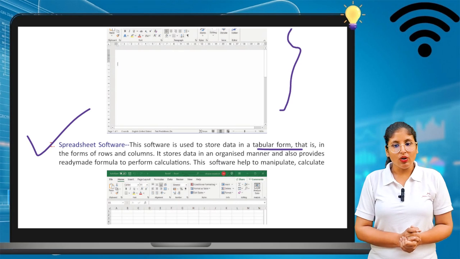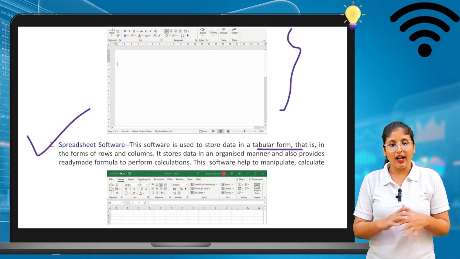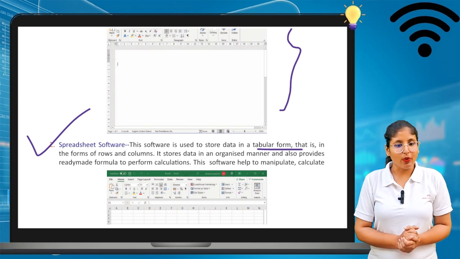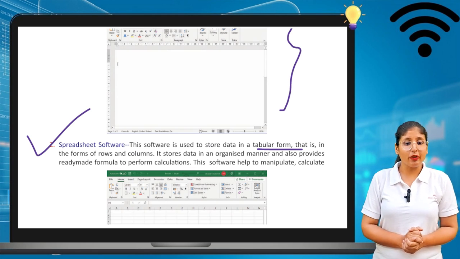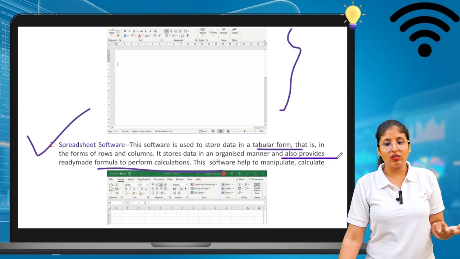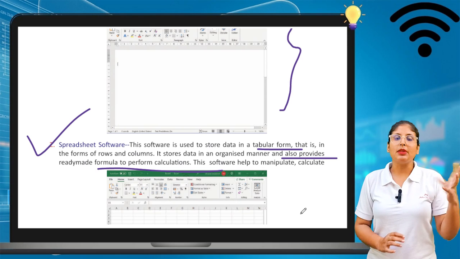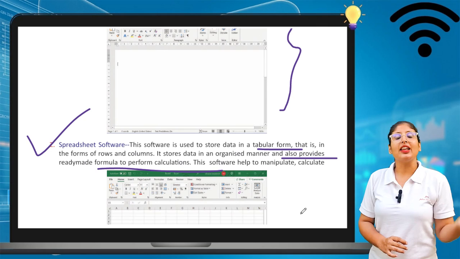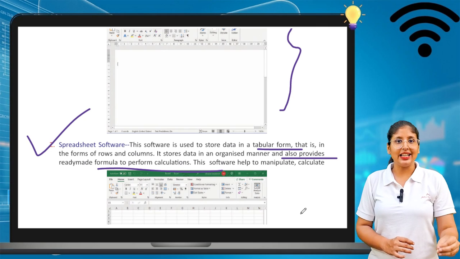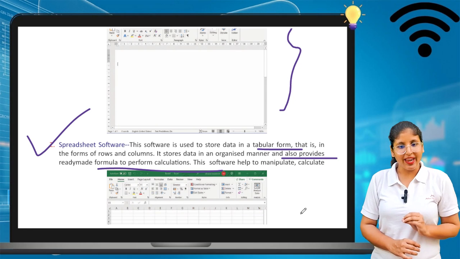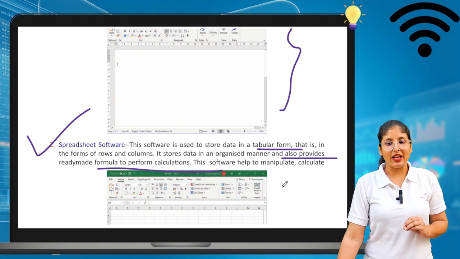Okay. So we can say it stores data in an organized manner and also provides ready-made formulas to perform calculations. In this spreadsheet, we can apply formulas, so that our calculation becomes easier. This software helps us to manipulate calculations.